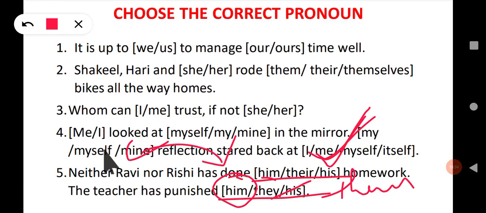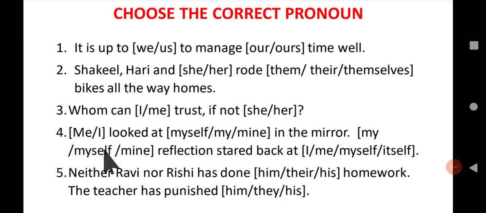If at all any singular sentence is given, again we can use it. But here, together, finally they have received this action from the teacher. So here they become together. So the teacher has punished these two students. Got it? Next one.